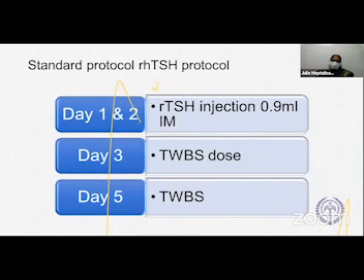So this is the standard protocol for recombinant TSH injection. On day 1 and 2, we give 0.9 milligram of deep IM recombinant TSH injection. Day 3, the dose is given, and after 48 hours, scan is done. This is not commonly done because of the cost that is involved with this.